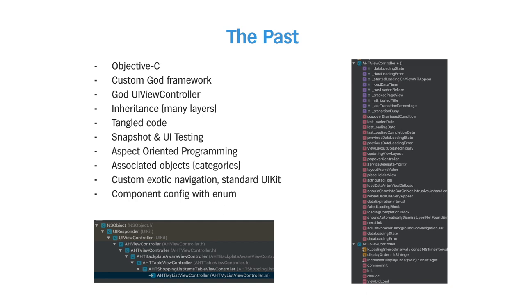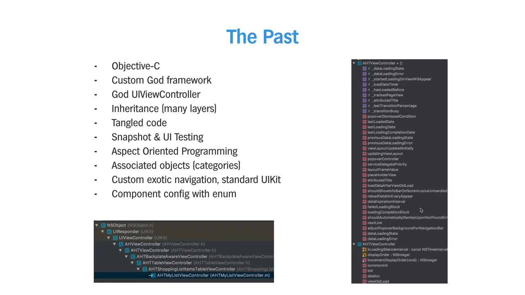On the bottom left, I've shown the worst one, but an example of inheritance. So it's about the AHT My List view controller, which is the list view controller, where you have your grocery shopping list, which descends from shopping list items table view controller, which descends from our own table view controller, which descends from backplate aware view controller. The backplate is the image you saw on top in the navigation, so it's an image that stays in view, which then descends from the God class, AHT view controller. And then we had one more in between, which was legacy from the first version of the app, which was still adding. So not so good. And then came the UIKit stuff.